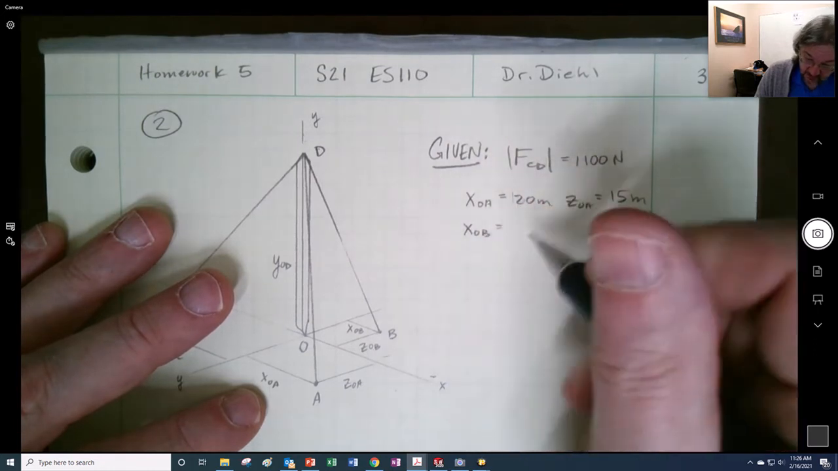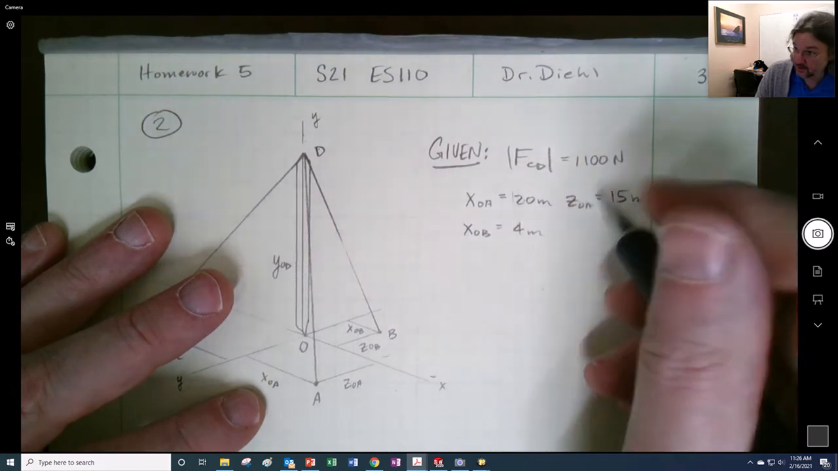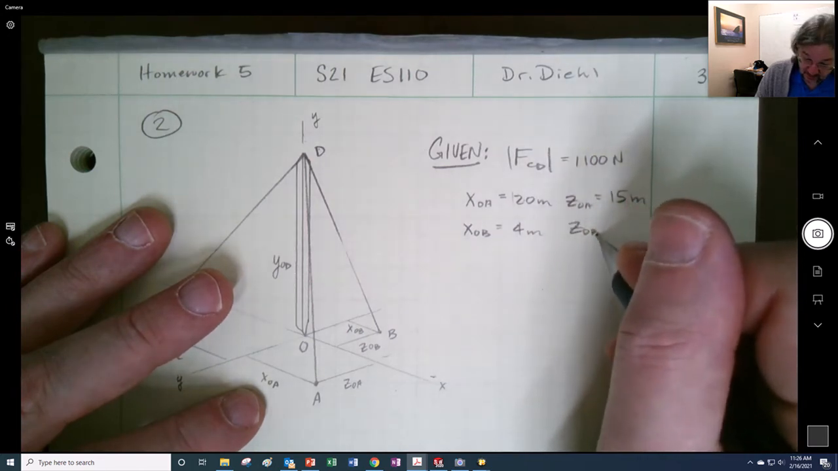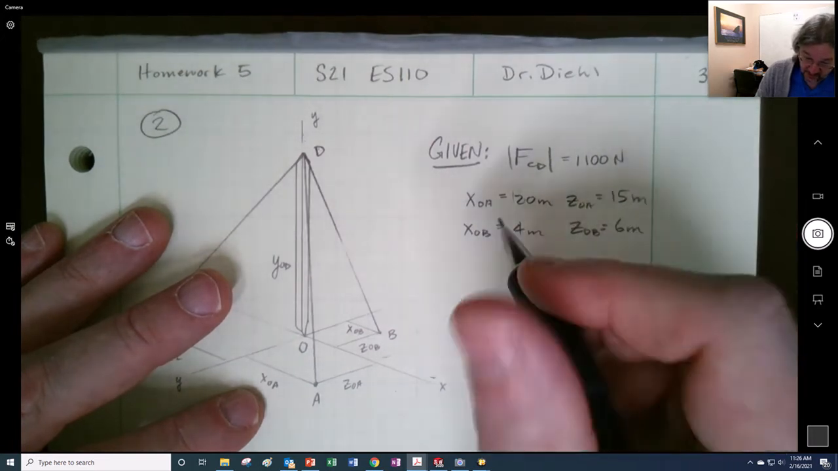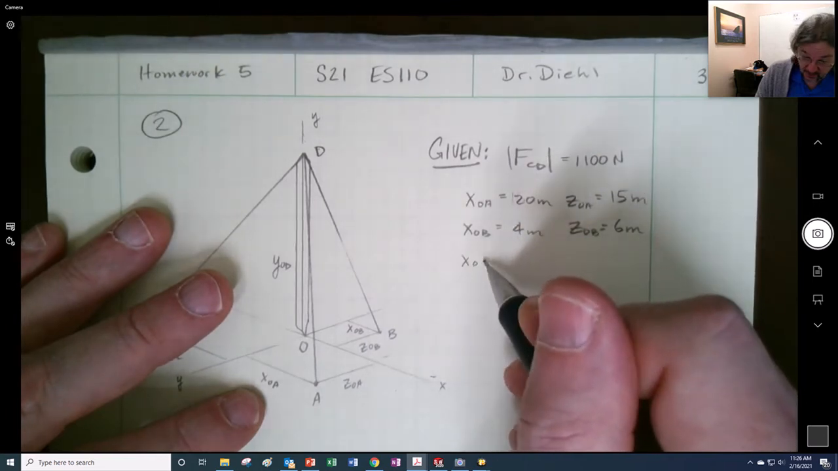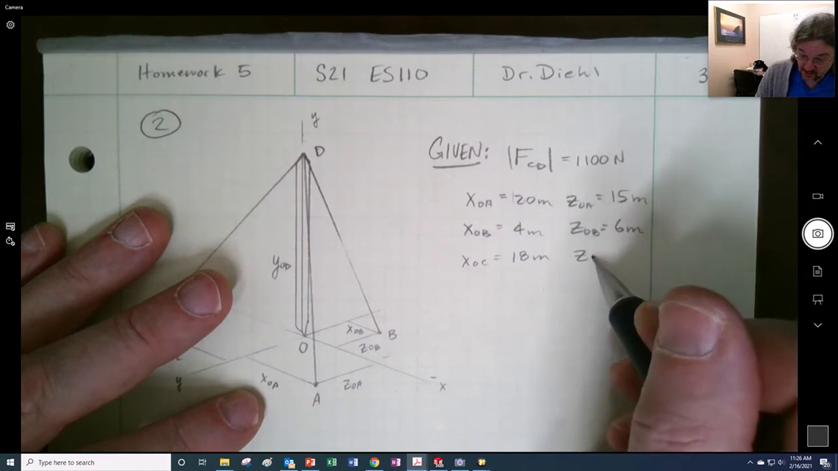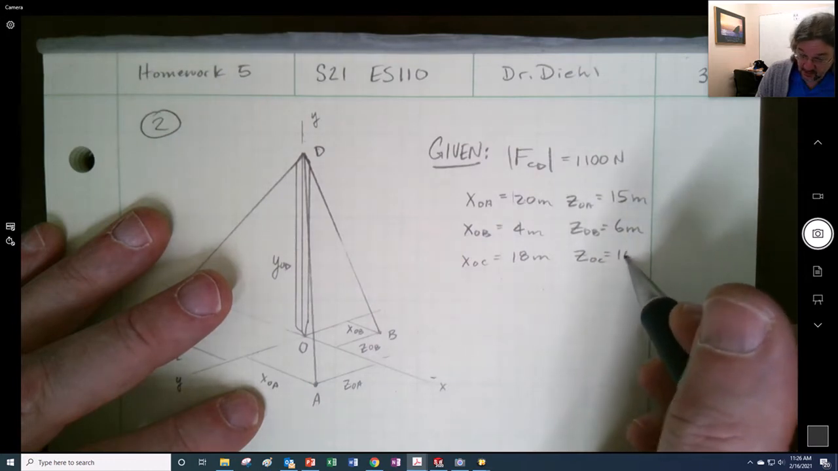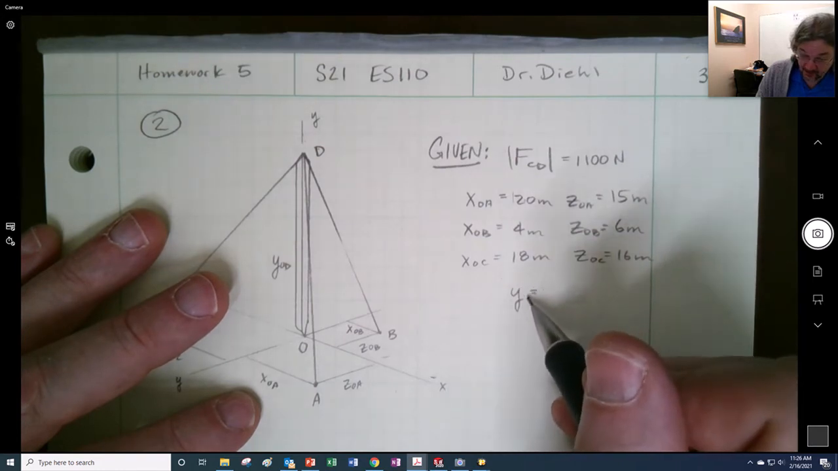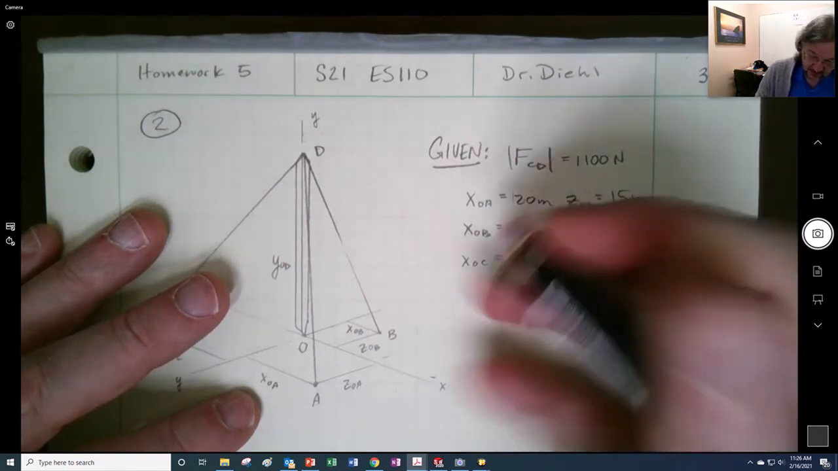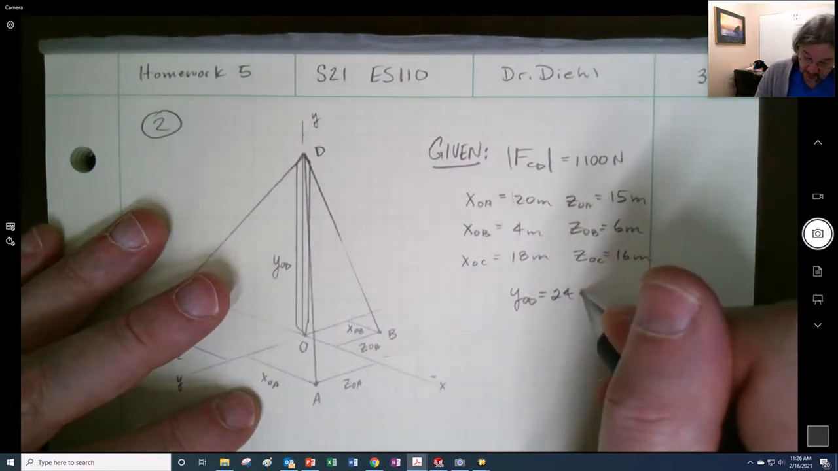XOB is going to be 4 meters, and ZOB will be 6 meters. Make sure you write this down the right way, right? XOC is 18 meters. ZOC is 16 meters. Why couldn't they make them all the same? And YOD, I left out the subscripts, OD is 24 meters.